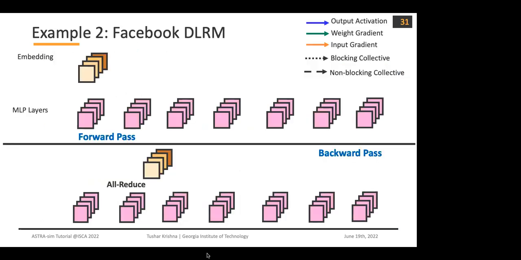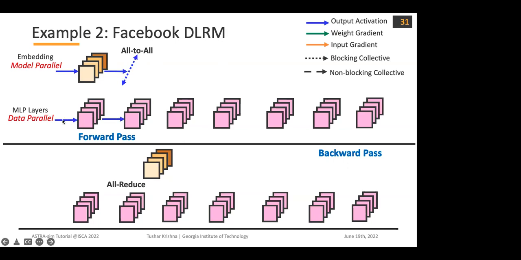Facebook's DLRM is another interesting hybrid parallelism scheme where the identification is that embedding layers are really large. So embedding tables are really large. So for embeddings, let's do model parallel, while for the MLP layers, let's do data parallel. And this again means there are interesting implications in terms of communication. So you have the output activations being communicated here, but you then have to do an all-to-all communication. I'll describe what this means in a bit.